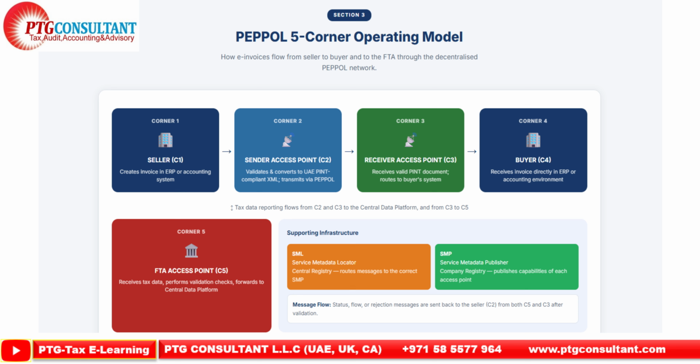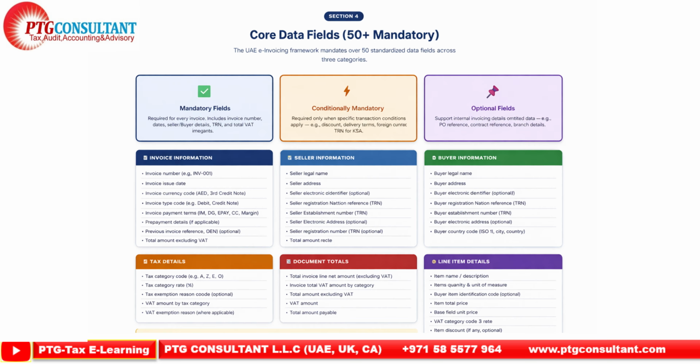Two pieces of supporting infrastructure make this work. The Service Metadata Locator, or SML, is the central registry that routes messages to the correct access point. The Service Metadata Publisher, or SMP, is the company registry that publishes the capabilities of each access point. Importantly, status and rejection messages flow back to the seller from both the FTA access point and the receiver access point after validation.